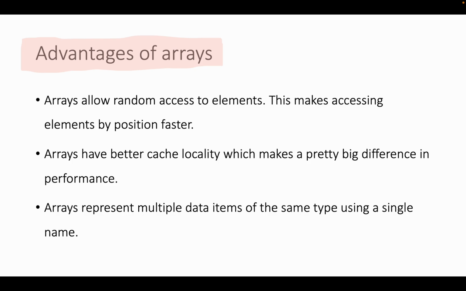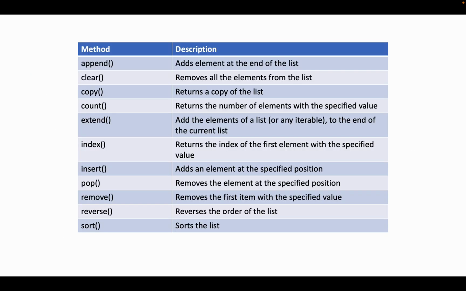Advantages of arrays. Arrays allow random access to elements. This makes accessing elements by position faster. Arrays have better cache locality, which makes a pretty big difference in performance. Arrays represent multiple data items of the same type using a single name. These are the different methods that are available for manipulating data in an array data structure. You can take a screenshot and see how each of these functions works. I'll open a Jupyter notebook and I'll show you how to implement or use these functions in an array operation.